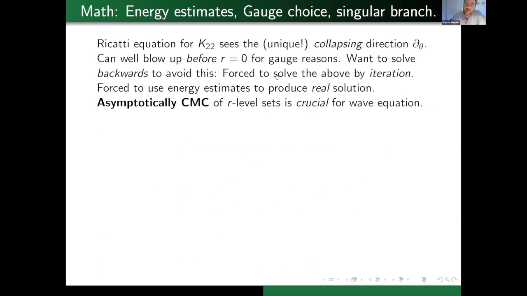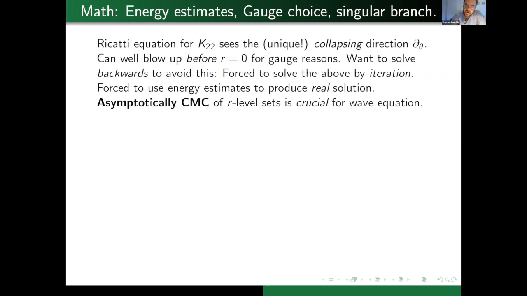One is, in order to be able to solve backwards from the singularity, I'm not going to solve the coupled system together, but I'm going to be doing an iteration. I'm not going to get to the details of everything, but somehow I'm going to do an iteration, partially solving forwards for some variables, partially solving backwards for the other variables to avoid this gauge breakdown.